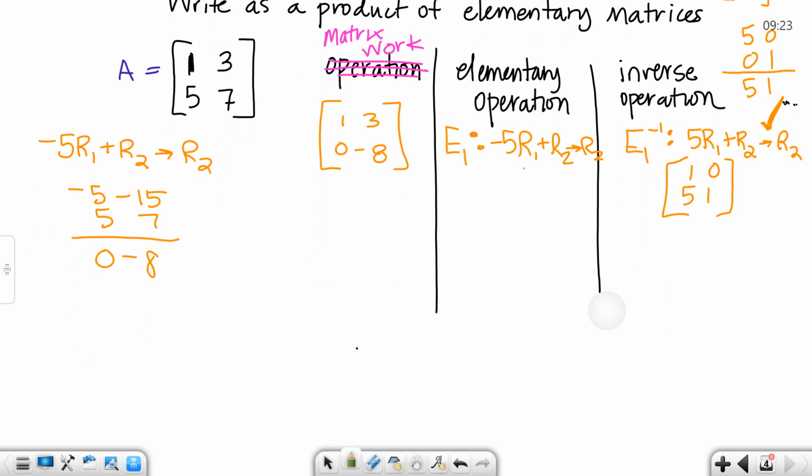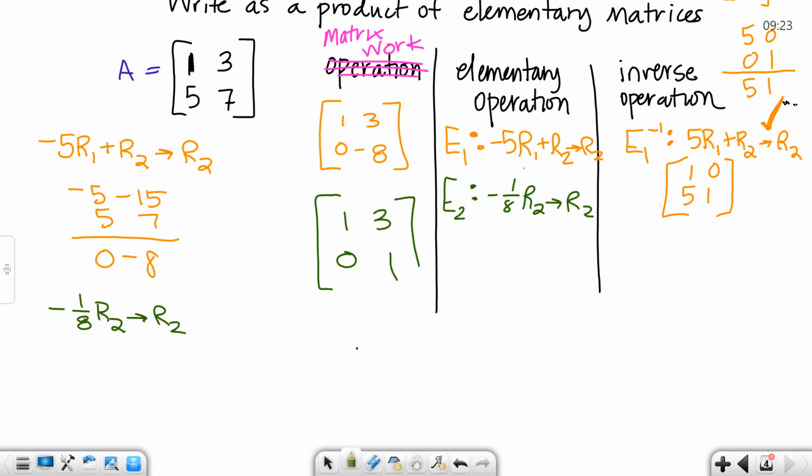My next step, let's do this one green. My next step is to get rid of the 8. So to get rid of the 8, I'm going to say negative 1/8 row 2 gives me a new row 2. And that's my second operation. That's how it looks. All right, E2 inverse.